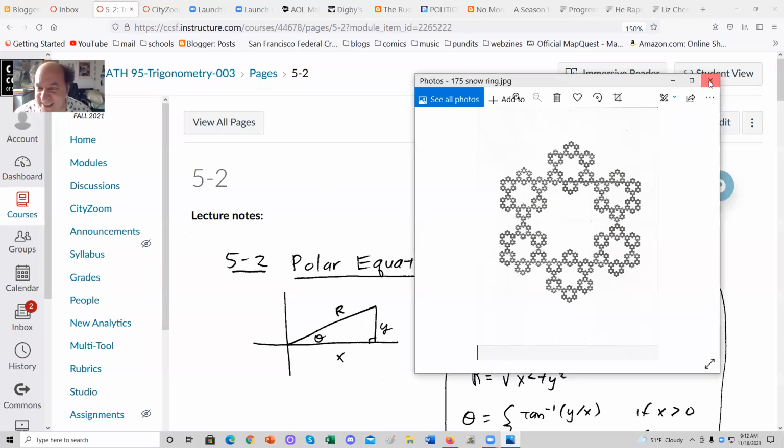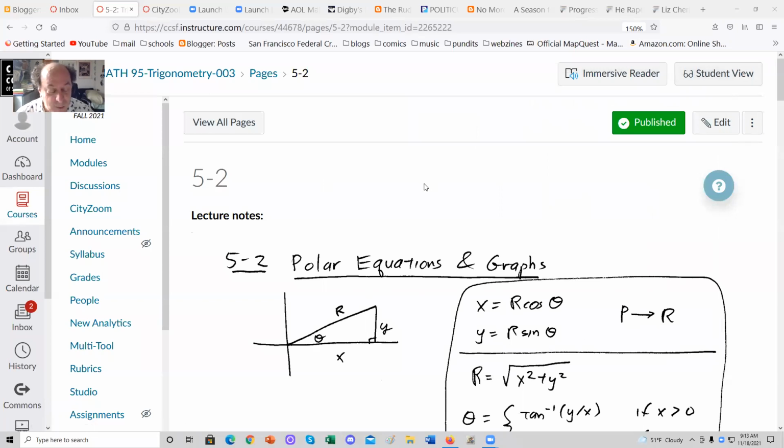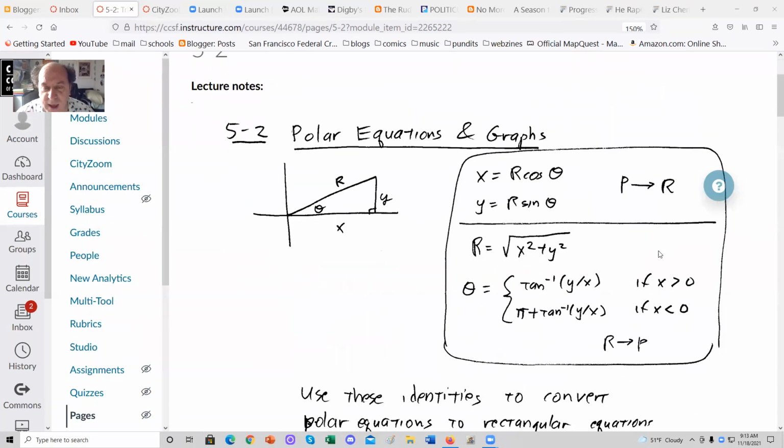Real frosty. Okay, today I'm going to briefly go over 5.2 because it's an extra credit section. And then we'll go into more detail on 5.3, the complex plane and de Moivre's theorem. Okay, polar coordinates, and I mentioned it last time.